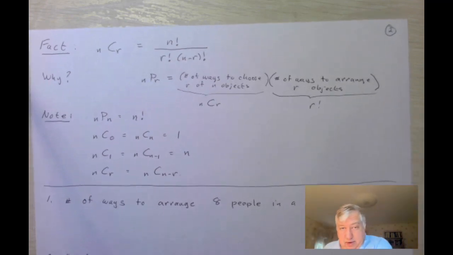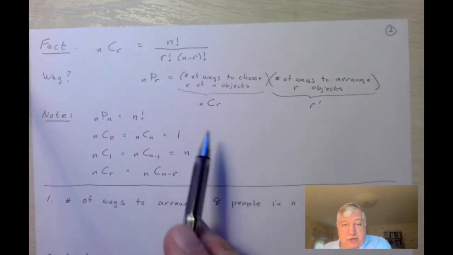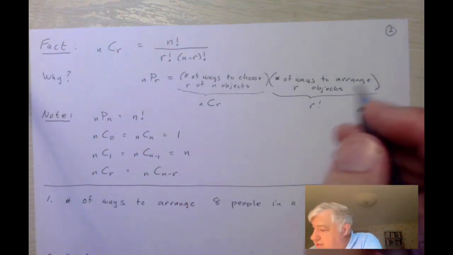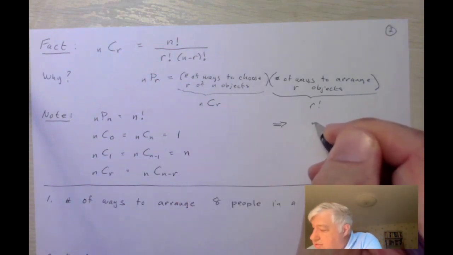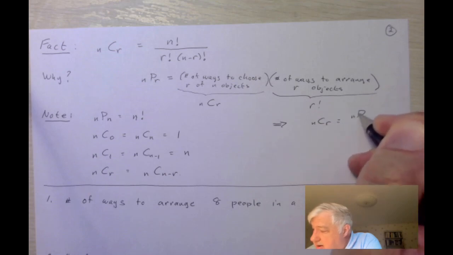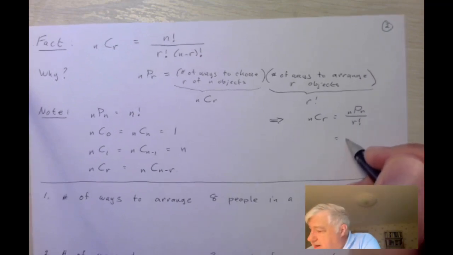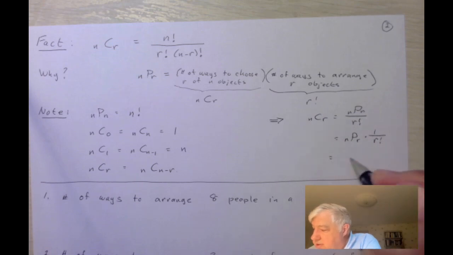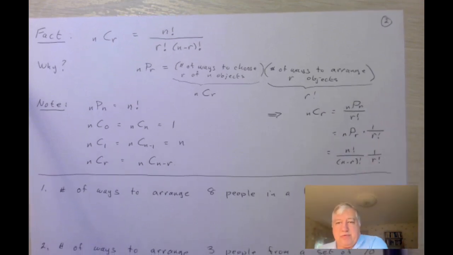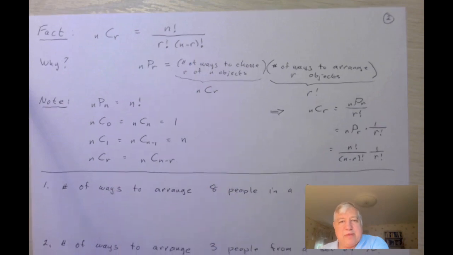Okay. And so what we get, then, is that nCr is going to be just nPr divided by r factorial, which is the same thing as saying nPr times 1 over r factorial, which is n factorial over n minus r factorial times 1 over r factorial. You're not going to have to derive this on an exam, but I want to show you how we get this formula. Then we just multiply, switch around these factors, and we get this.